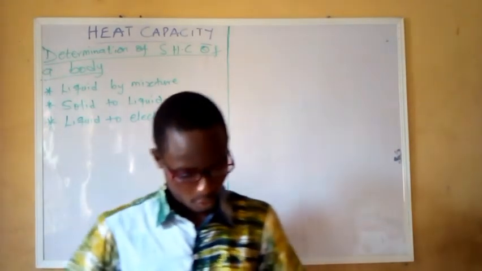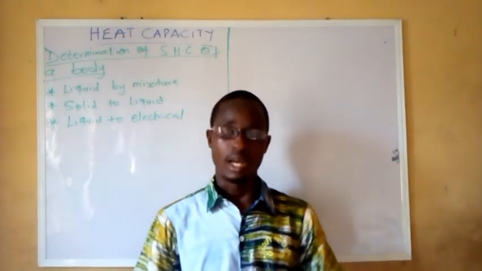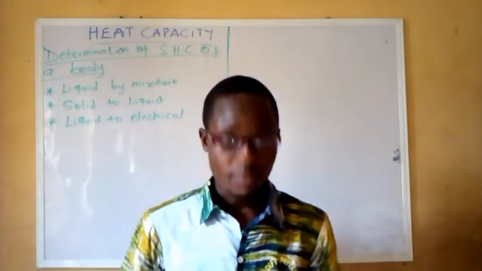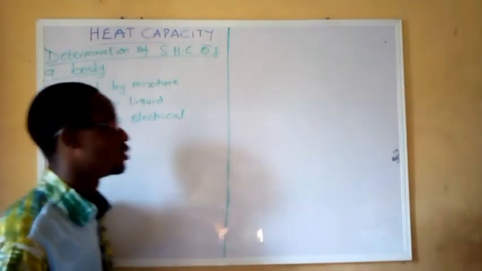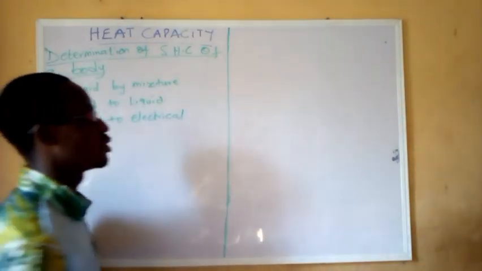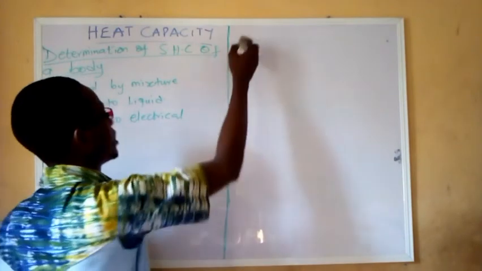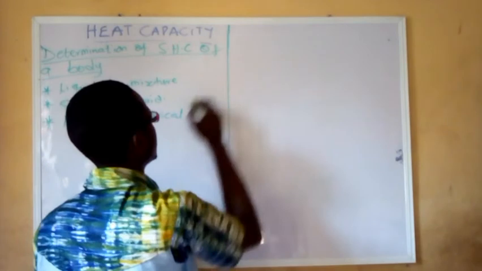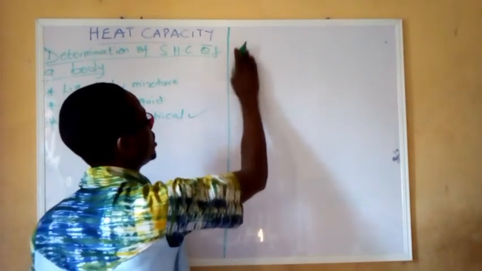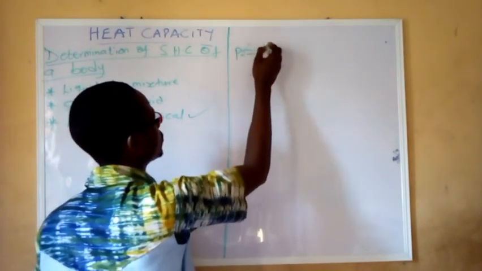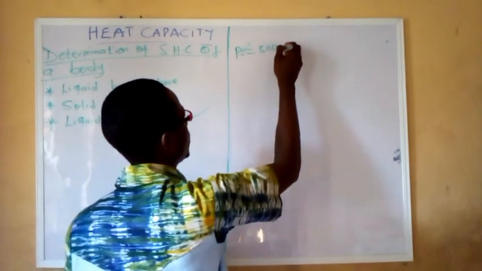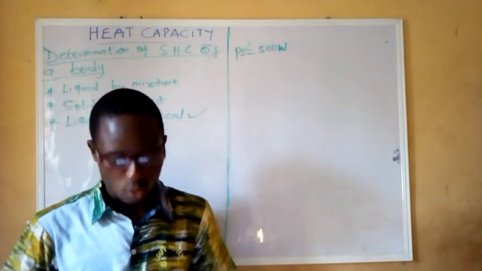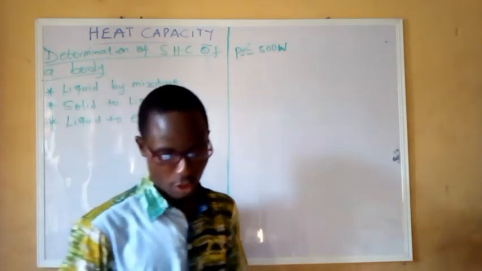Okay, the first question we have here is electrical to liquid. A 500 watts heater. That means the power of the heater is being given to us, 500 watts. So this question talks about electrical to liquid. The power equals 500 watts. The 500 watts heater is used to heat 0.6 kg of water.